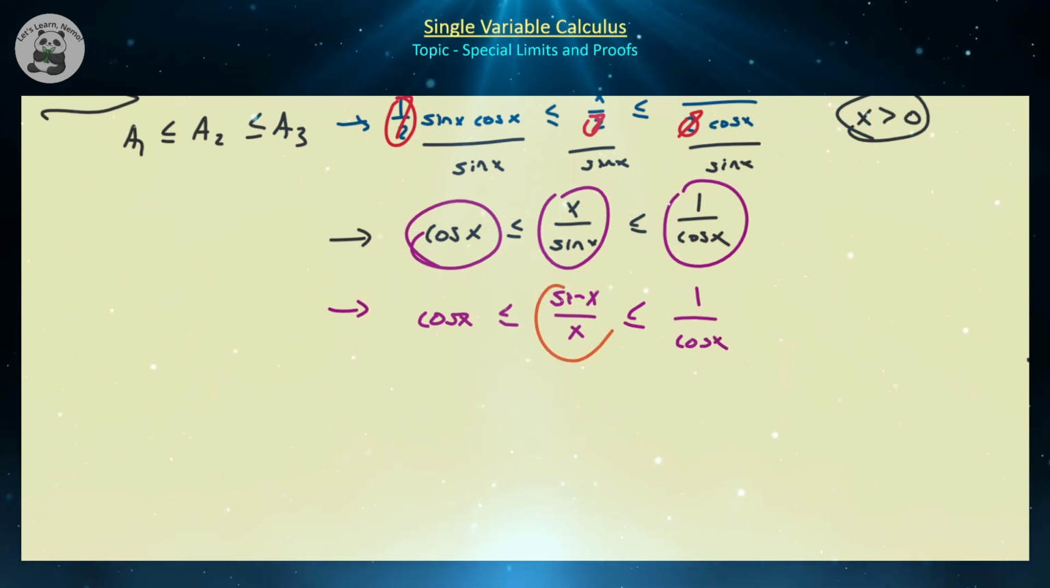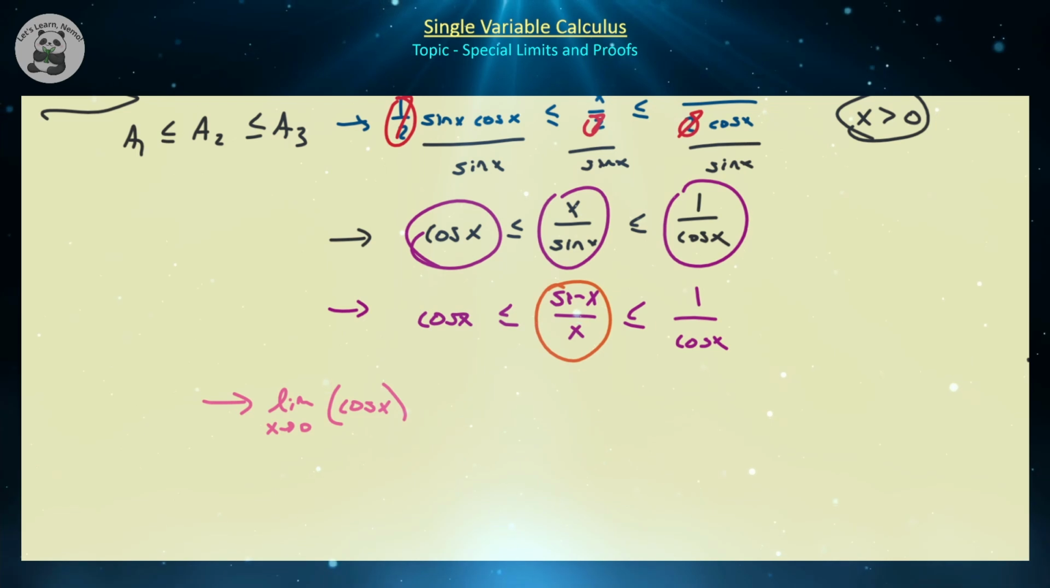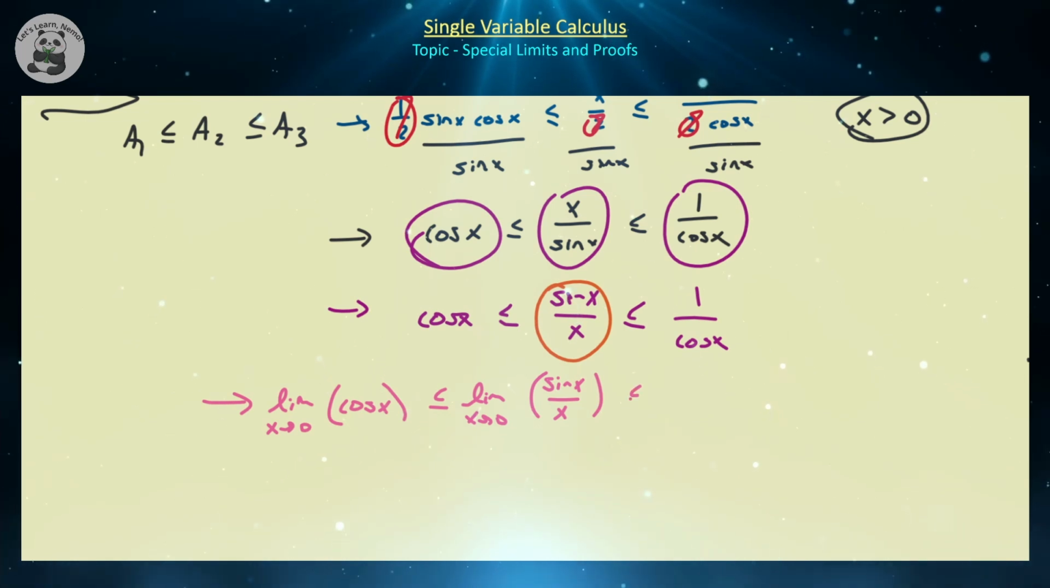Now, we have that the sine x over x function is in between the cosine function and the 1 over cosine function, aka the secant function. So if sine x over x is always between these two curves, then the limit also will be in between these two curves as well. Some people refer to this as the squeeze theorem. So we have the limit as x approaches 0 of cosine of x is less than or equal to the limit as x approaches 0 of sine x over x, which is the limit that we want. And that's less than or equal to the limit as x approaches 0 of 1 over the cosine of x.